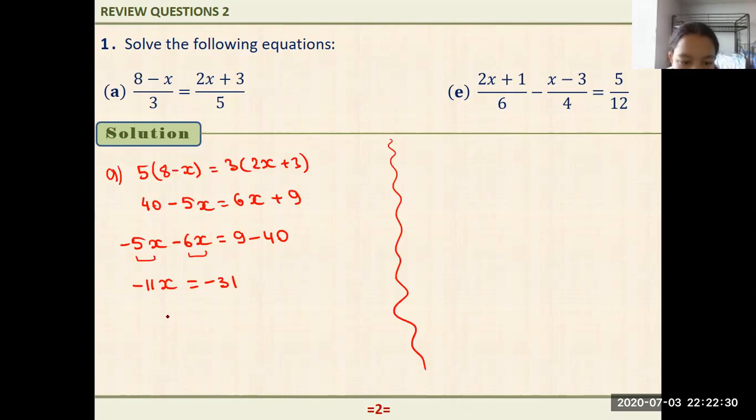What is next? We should divide both sides by negative 11 because negative 11 is multiplied by x. How do I eliminate this? Negative 11x divided by negative 11 equals negative 31 over negative 11. These common factors cancel out each other. Here we have x left, and minus over minus is plus. So we have 31 over 11. That is the solution of this equation. Okay? Good.